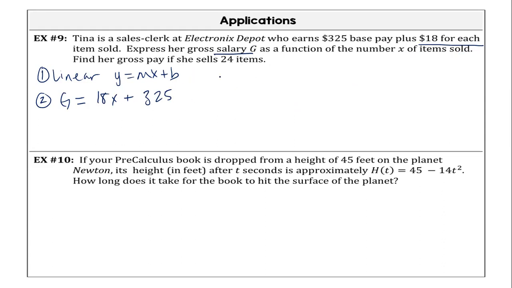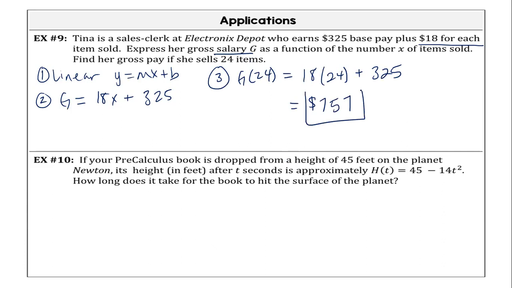And now the last step is use your information to answer. What do we want to find? If she sells 24 items, how much is she going to make? So we have 18 times 24 plus 325. How much is our friend going to make? 757. Okay. Again, we just have to read. You have to be willing to read.